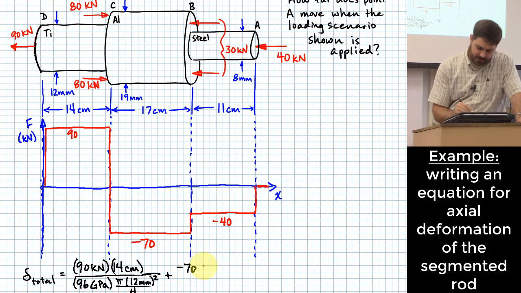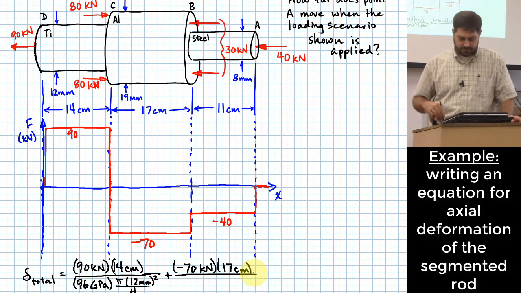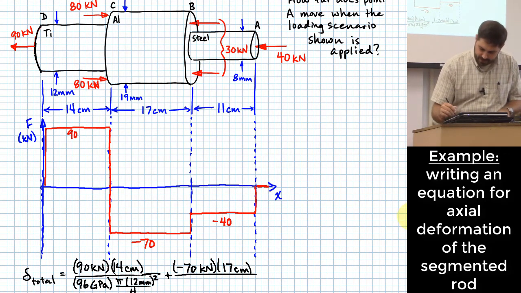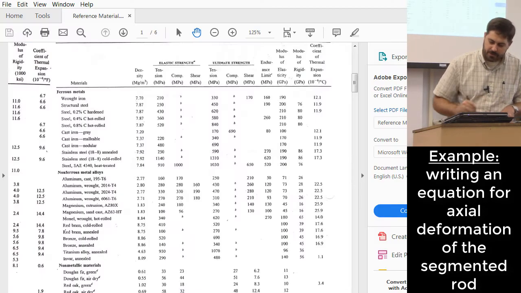Negative 70 kilonewtons times 17 centimeters, over the modulus of aluminum. What kind of aluminum, someone wants to know? Well, let's look in the reference material here real quick.